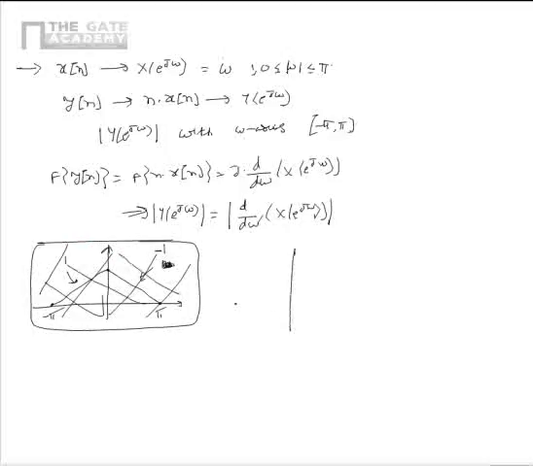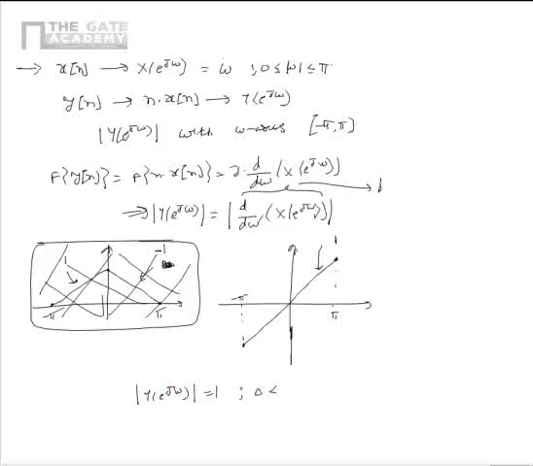So the plot of X(e^{jω}) looks as shown below. It is actually ω from minus π to π. And please note that the plot is of slope 1. From this we see that d/dω of X(e^{jω}) will have a value of 1 because of the slope of X(e^{jω}). From this we can show that abs of Y(e^{jω}) is 1. This is for 0 ≤ ω ≤ π.